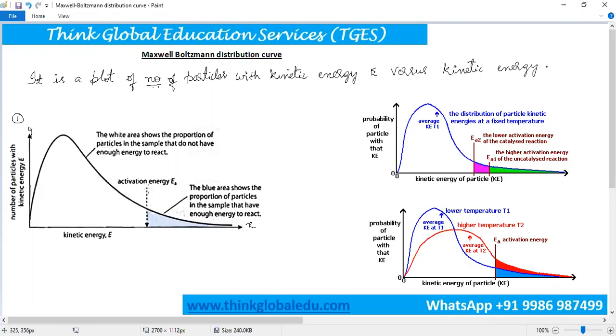We know that activation energy is the minimum value of kinetic energy which particles must possess before they are able to react. So, the white area shows the proportion of the particles in the sample which do not possess the minimum activation energy for the reaction, whereas the small blue portion indicates that particles have the kinetic energy to carry out the reactions. So, by means of Maxwell-Boltzmann distribution curve, one can understand the energy of the particles in a reaction medium.